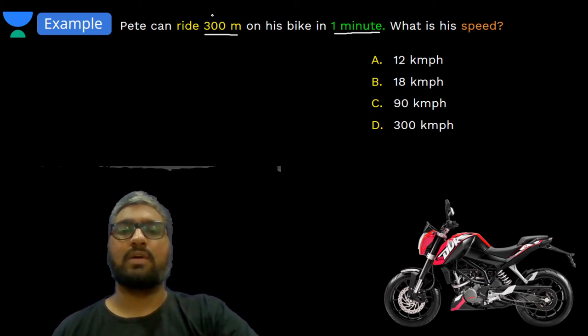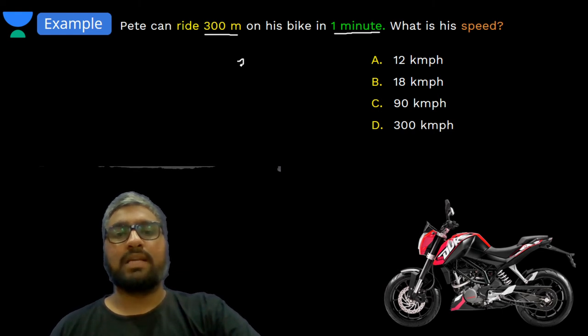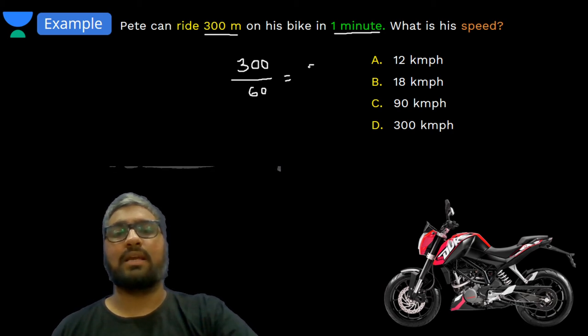So you have to convert either this into kilometers and this into hours. Or even better, convert this entire thing into meter per second and then convert meter per second to kilometer per hour. So what would be speed? Speed would be distance, that is 300 over 1 minute, right? 1 minute in terms of seconds would be what? 60 seconds. Yes. So can I say that the speed is 5 meters per second?